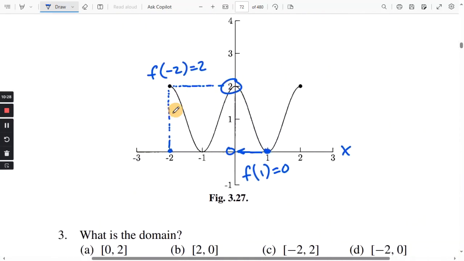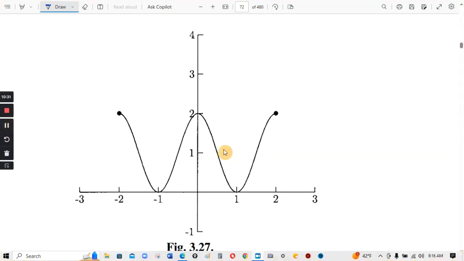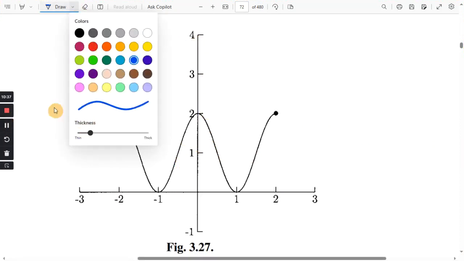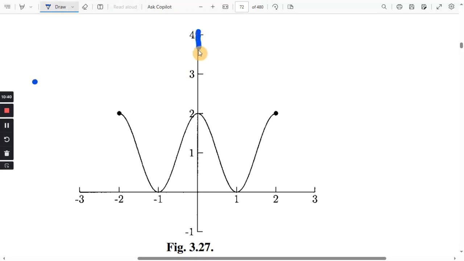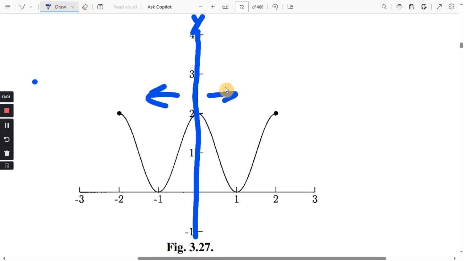Now, if you look at figure 327, where is the mirror or reflection? Well, look right here. If we drew a line down the y-axis, we can see it's the same thing on the right and on the left. So this here is the y-axis. So this is clearly y-axis symmetry, because it reflects the same on both the left and the right.